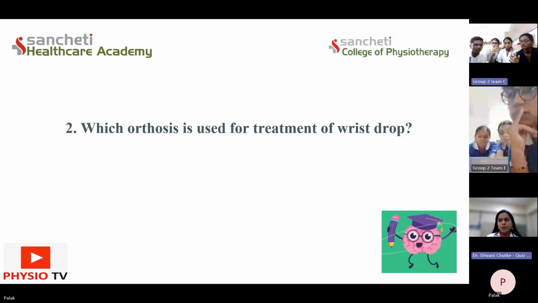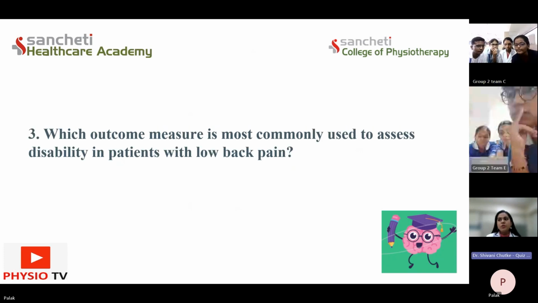Which orthosis is used for the treatment of wrist drop? Team C, be fast. If you don't know, you may pass it. Ma'am, dynamic cock up splint. Right. Which outcome measure is most commonly used to assess disability in patients with low back pain? Low back disability index.